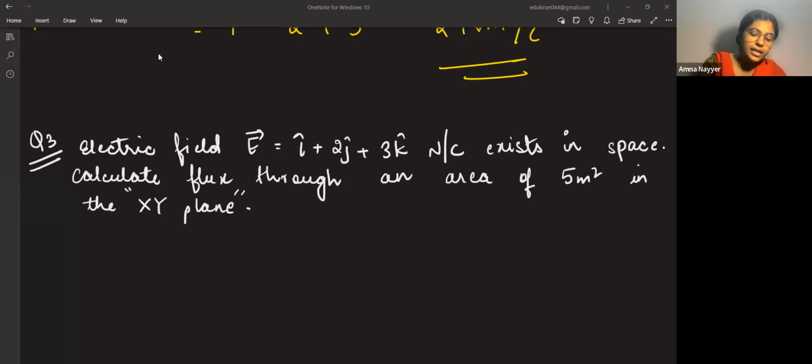Electric field is given. Let me show you. Suppose this is the surface area that you are having. This is the plane. Electric field lines are crossing. Now discussing the planes. This plane that we get, this is our XY plane. This is the y-axis, this is the x-axis. So between x and y, we are getting the XY plane.